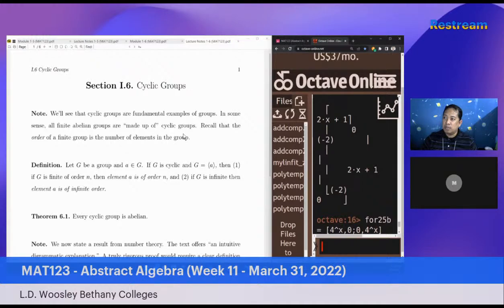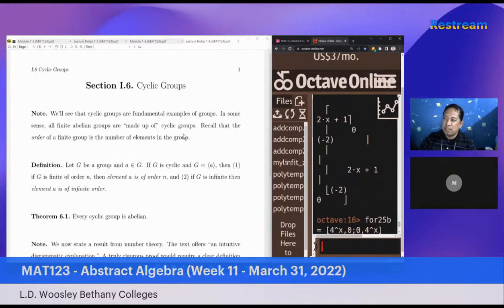We see that cyclic groups are fundamental examples of groups. In some sense, all finite abelian groups are made up of cyclic groups. When you say abelian, it's a group that has commutativity. Remember the commutative property, it's abelian. Now recall that the order of a finite group is the number of elements in the group. So whatever the order, that corresponds to the number of elements in the group.